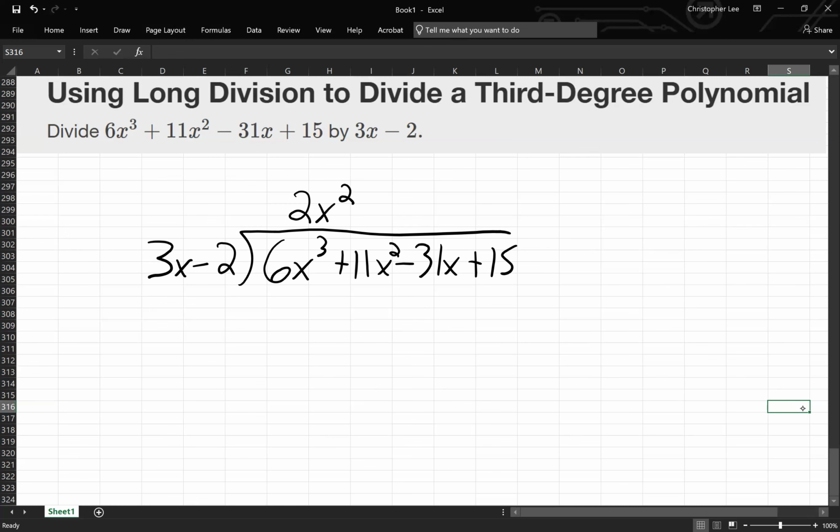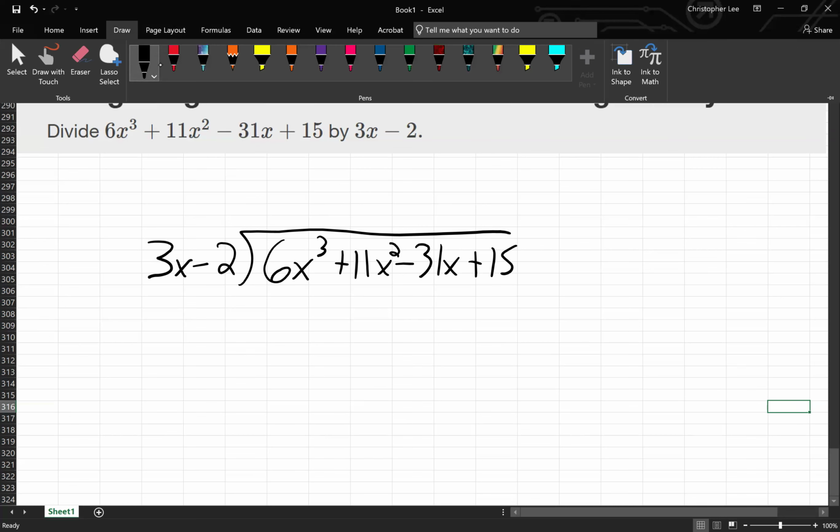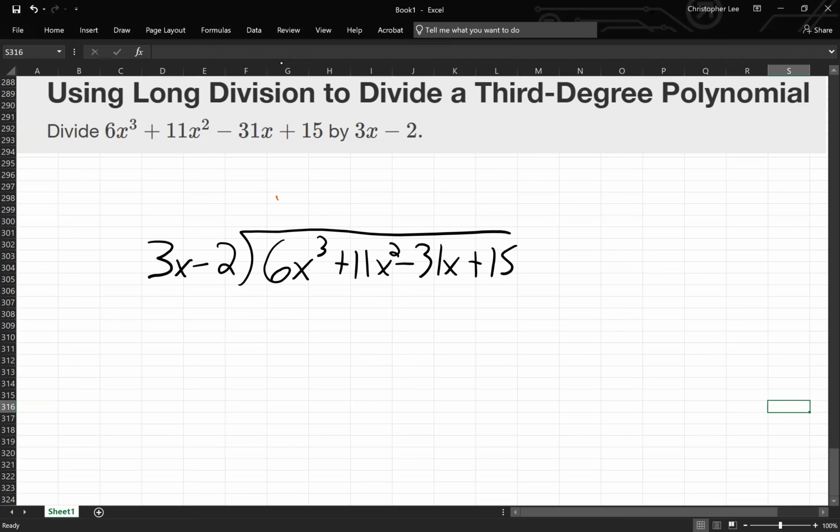Right? So now 2x squared. You know what, I should do this in colors. I'm gonna go through the whole spectrum. Let's start off with orange, right? So this is 2x squared. 2x squared times 3x is what? 6x cubed. And then 2x squared times negative 2, negative 4x squared. Perfect, right?